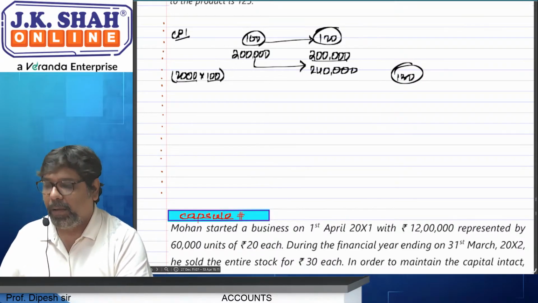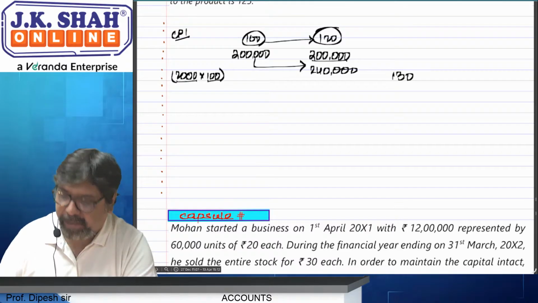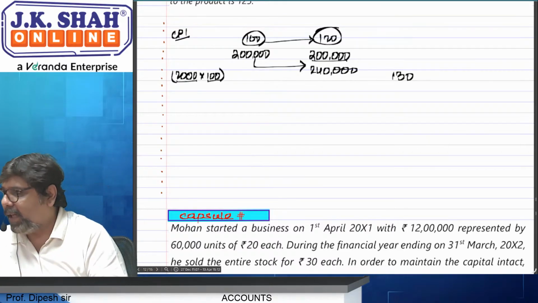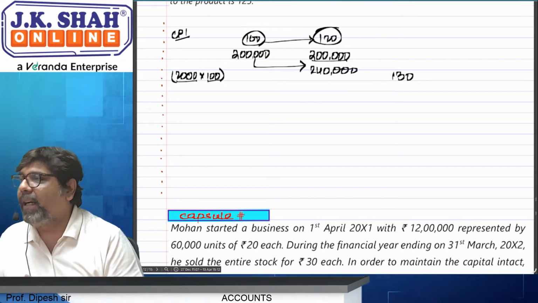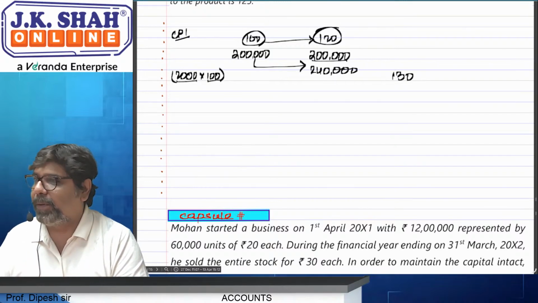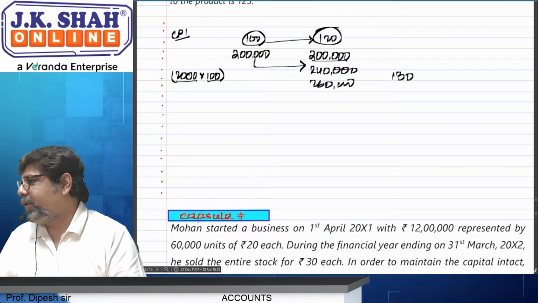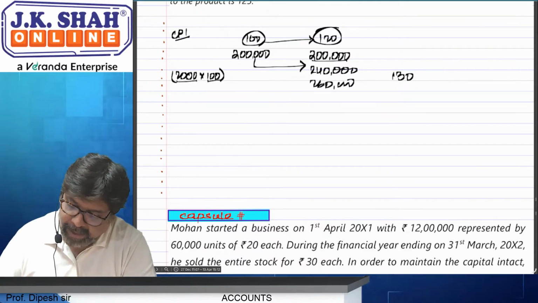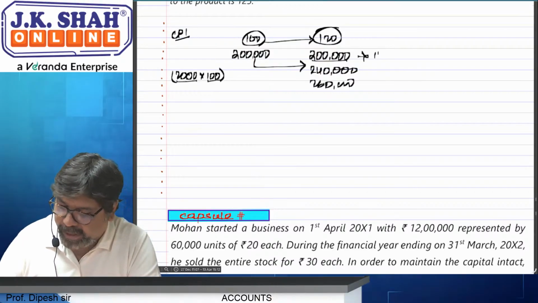If you want to purchase the same units today, chartered, how much money are you supposed to pay per unit? 130. How many units do you want to purchase? So 2,000 into 130 is how much? Then your capital should have been how much? 2,60,000. Am I clear? This is known as historical capital.